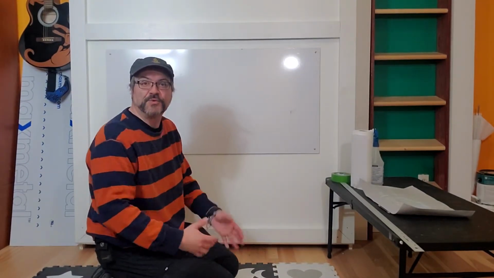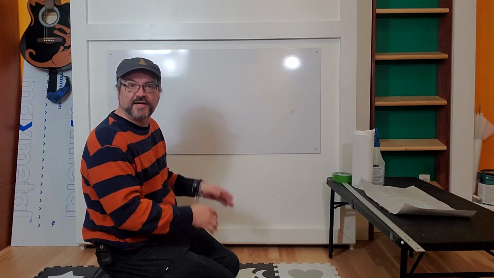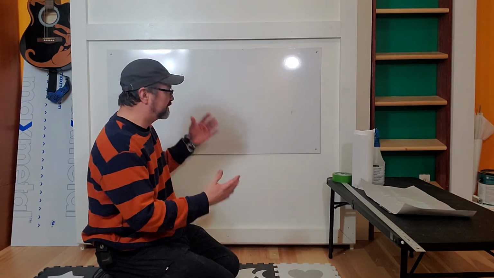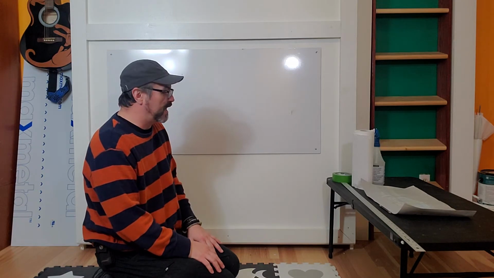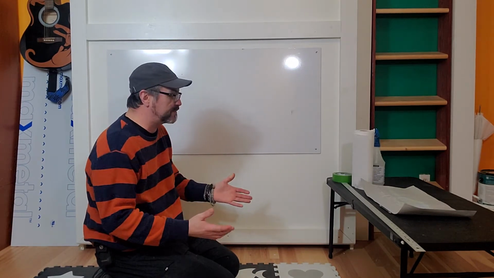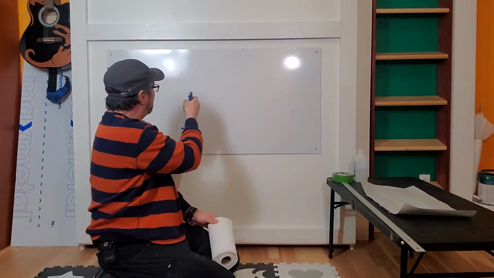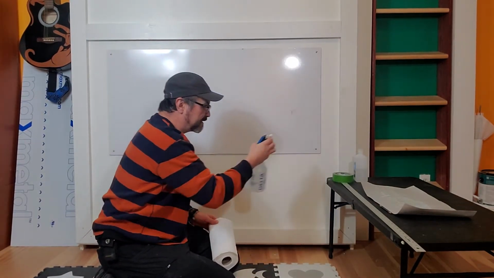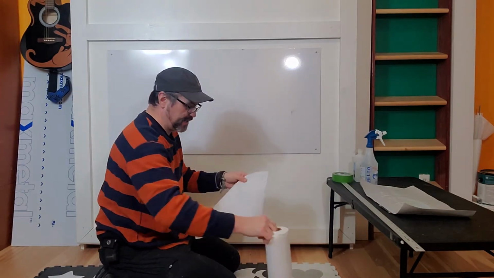Hi there. Today I'm going to be teaching you how to install vinyl graphics on a surface, typically a vehicle, but this technique works for applying to just about any surface. The first thing you want to do is make sure your surface is clean. You can usually do that with just simple water and a paper towel. Just hold it down and wipe it dry.